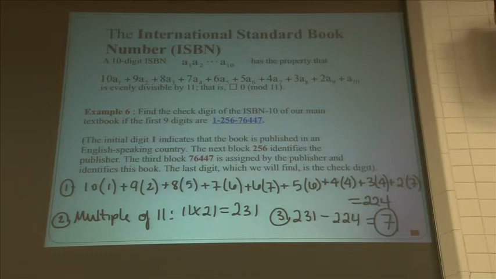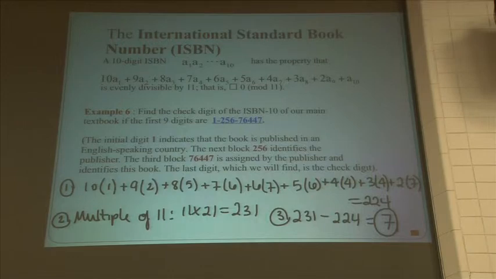Okay, so let's run through that again. 10 digits in an ISBN number. You take the number position times the number itself. So 10 times your first digit, 9 times your next digit, 8, so on and so forth, all the way down the line. You won't have a 1 times whatever, because that last digit is what you have to find.